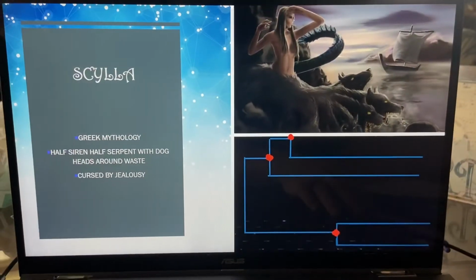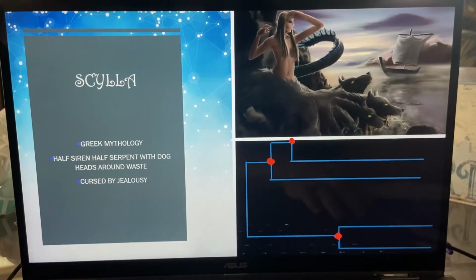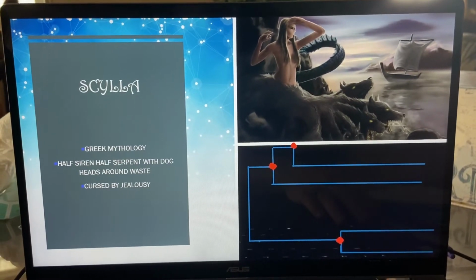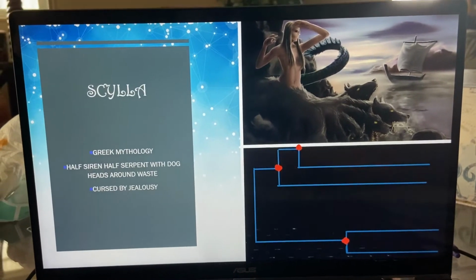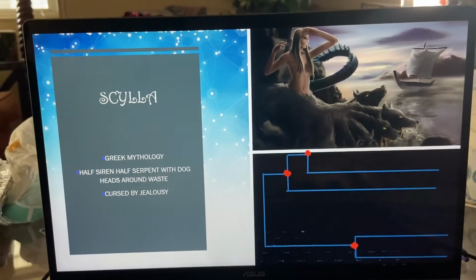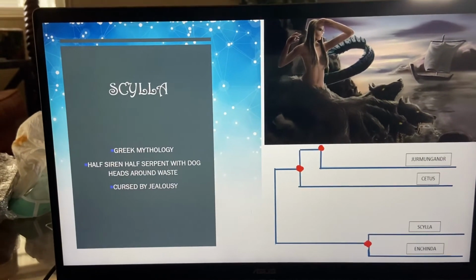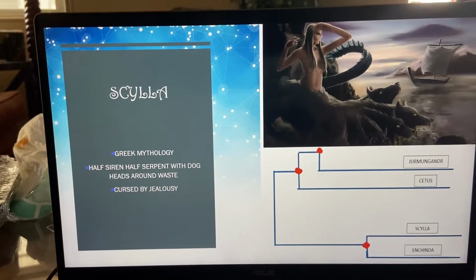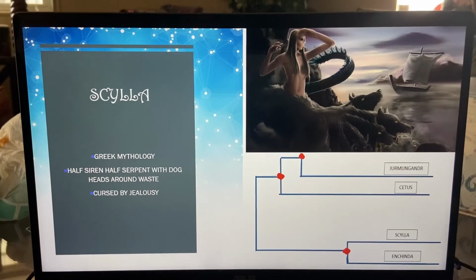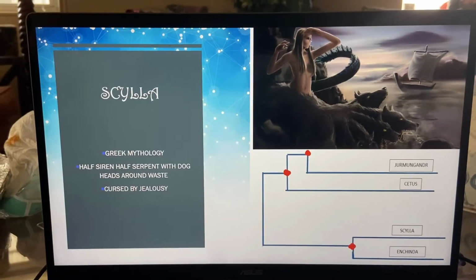And from this internal split, we actually have an outgroup. So the outgroup is basically showing us that the organisms are related, but they're much more distantly related. And in our split group, we have the Scylla and the Inchenda, and that OTU, which is down at the bottom corner, is showing basically that they're related to the serpents, but they are not closely related.